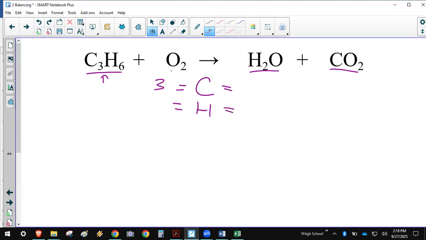So I have 3 carbon on the left, 1 carbon on the right. I have 6 hydrogen on the left. I have 2 hydrogen on the right. Then you have oxygen. On the left-hand side for oxygen, it's a diatomic. You only have 2. Since it's a diatomic, I definitely want to leave that one for last. On the right-hand side, it's in 2 spots.